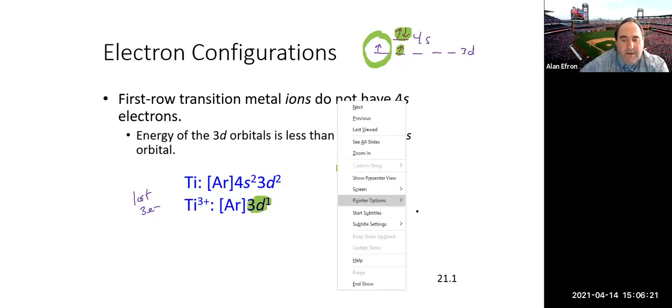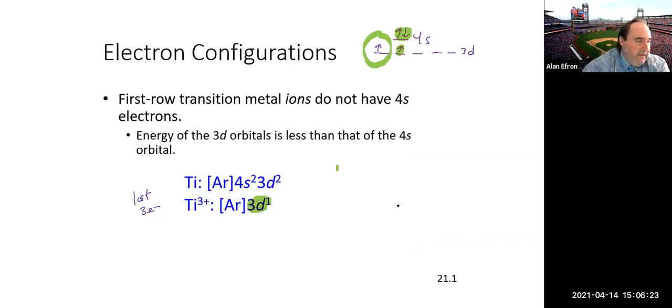So unlike representative elements, where when things lose electrons we simply take them off the last part of the electron configuration, that is not the same effect happening when we're dealing with transition metals. Any questions on that there?